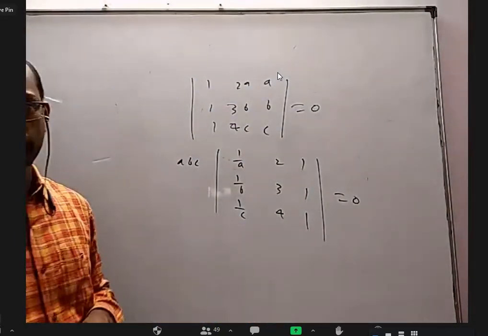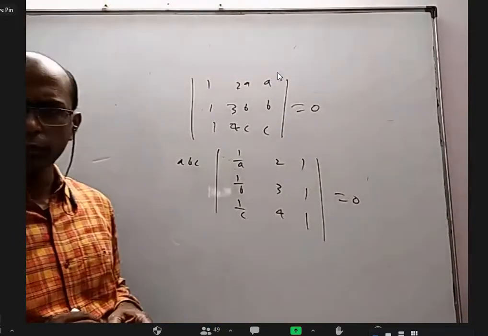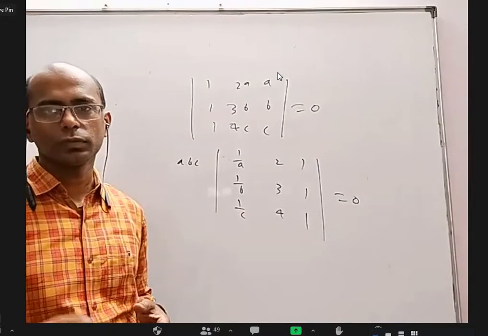Okay, sir. Sir, but one doubt, sir. 1, 1, 1. How are they AP? Common difference 0. It is 0. Okay, sir.